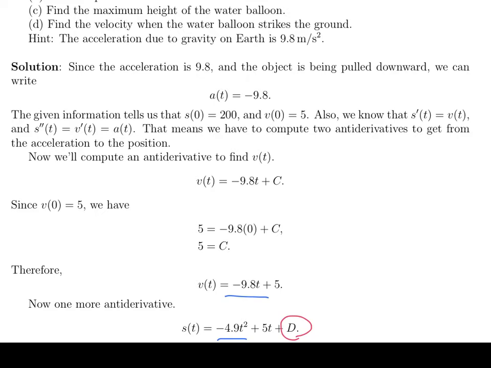We're going to solve for d now. Notice that we're using a different letter for this antiderivative. If we have to compute more than one antiderivative, it's probably a good idea to use different constants so that we don't get confused amongst them.